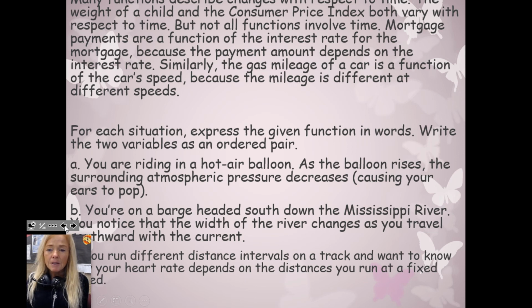And then similarly, the gas mileage of a car is a function of the car's speed. The faster the car goes, the less gas mileage the car gets. Because the mileage is different at different speeds, we have a function there. A lot of times we can assume that functions have an independent variable of time, but sometimes they don't. So don't always just assume it's going to be time.